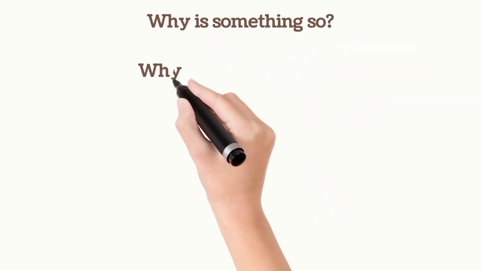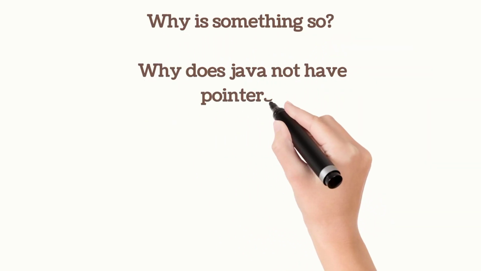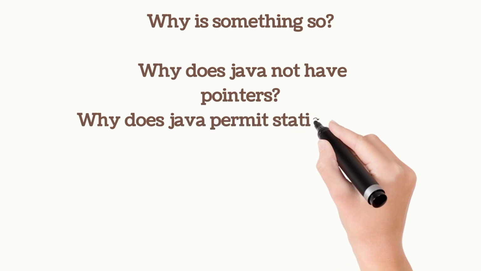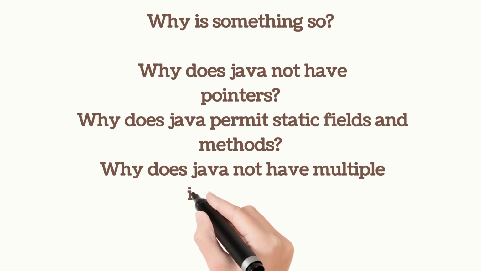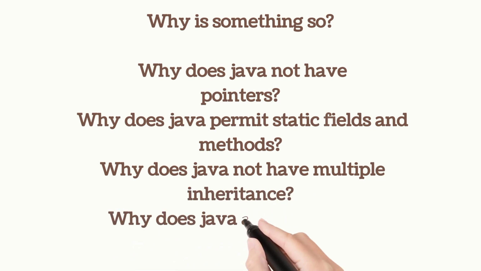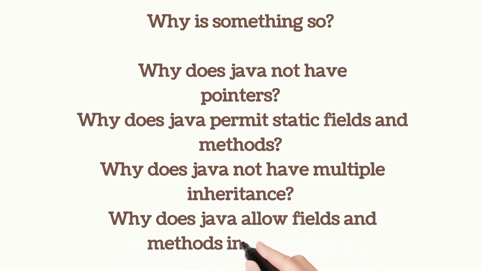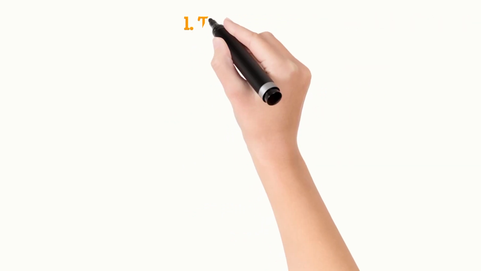So why is Java so? Why does Java not have pointers? Why does Java permit static fields and methods? Why does Java not have multiple inheritance? And why does Java allow fields and methods in interface? So we will today figure out why Java is so.